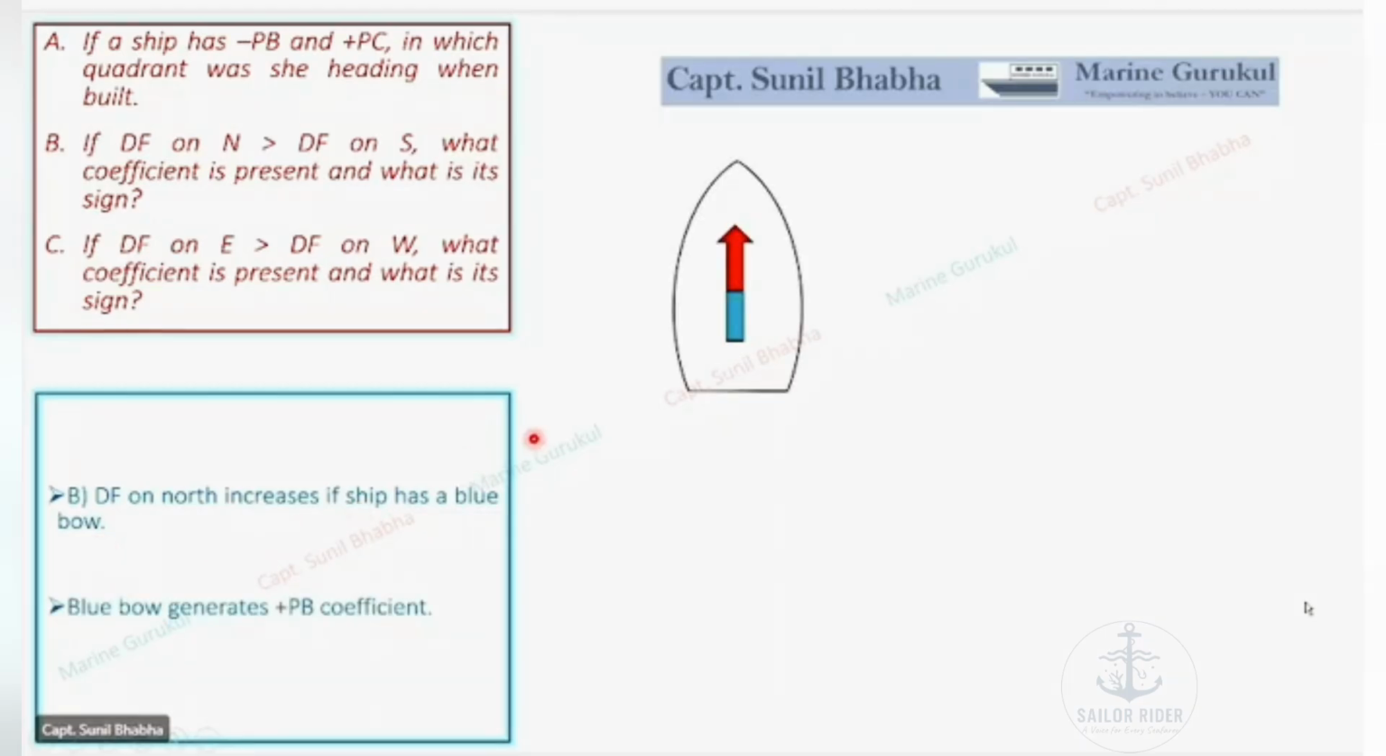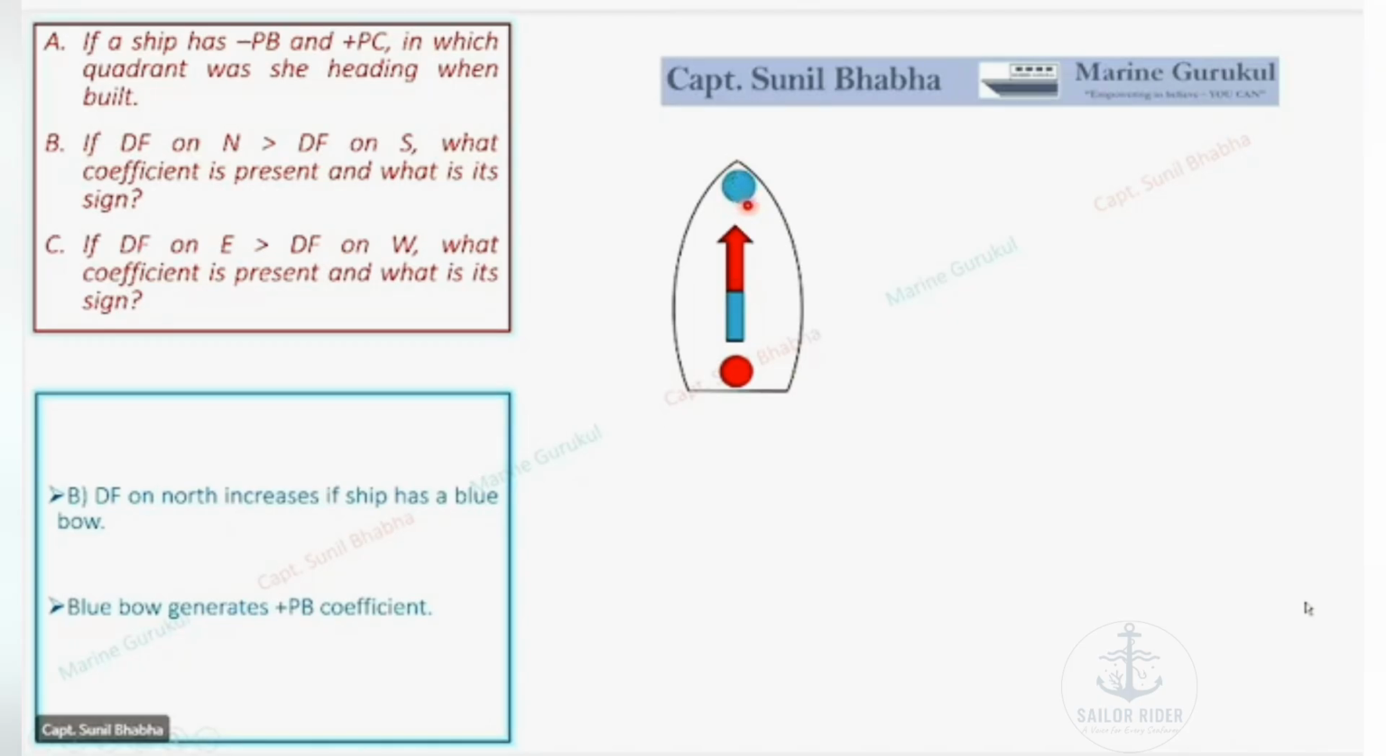Now, I have a ship here and I have placed the ship on a northerly heading. The question says that the directive force on a northerly heading is greater. Now, for the directive force to be greater, the ship's pole should match with the Earth's pole. We know the north magnetic pole of the Earth has a blue polarity. So, north of the compass needle, we should have a blue ship's pole. That is only possible when the ship has a blue bow. It is indicated by the blue pole in the diagram.